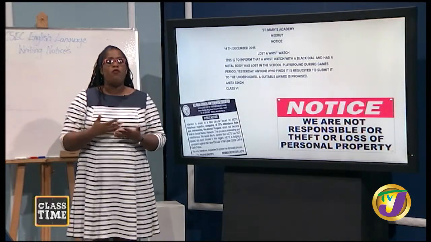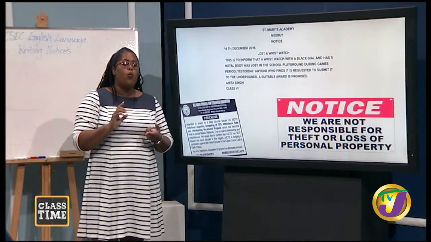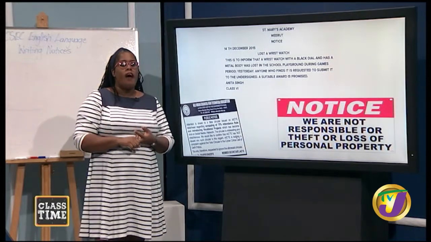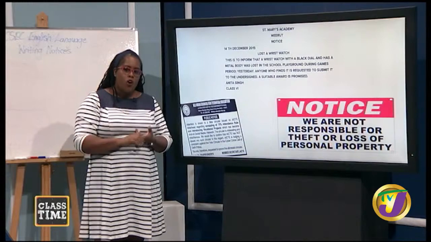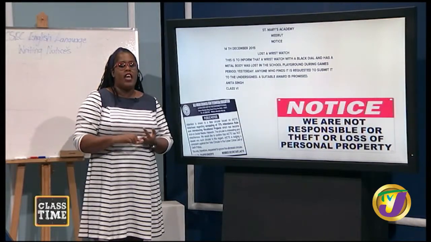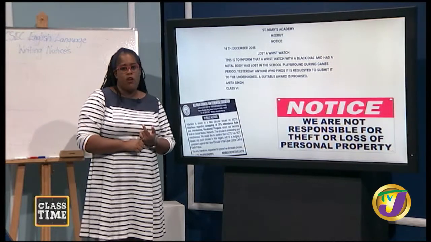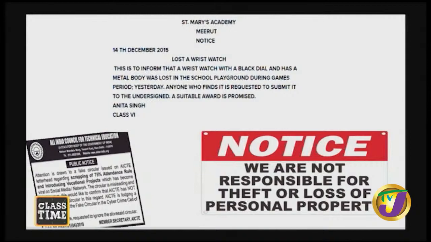Now, let me remind you of the different purpose of a notice. We have the notice that prohibits. We have the notice that warns or cautions. We have the notice that guides, and we have the informational notice. All right. Now we have these three types of notices here. Where would we put them? How would we categorize them?